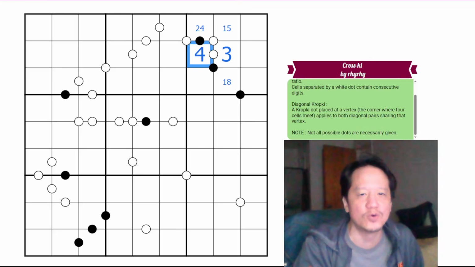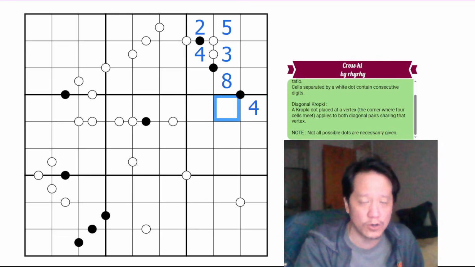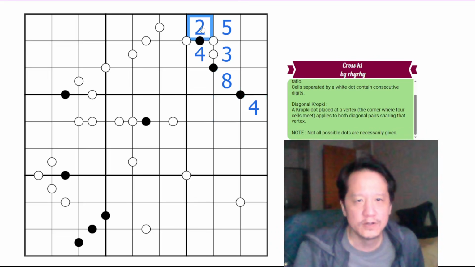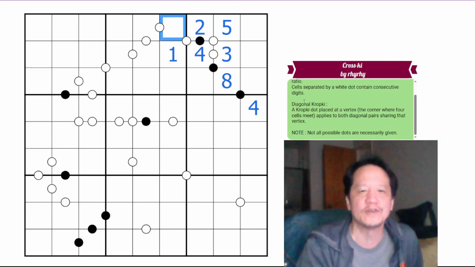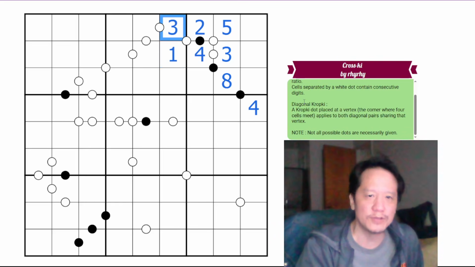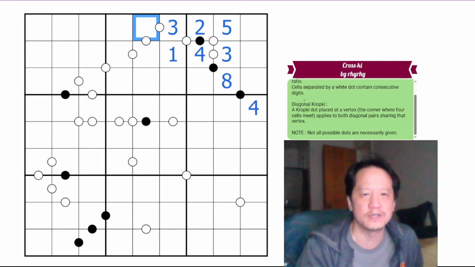This is 4, which is in a 1 to 2 ratio with 2. 4 is consecutive only with 5, and it's in a 1 to 2 ratio with 8. 8 is in a 1 to 2 ratio with 4 only. 2 is consecutive with 1 or 3, but this can't be 3 because of 3 in the row, so this is 1. 4 is consecutive with 3 or 5, but this can't be 5 because of 5 in the row, so that's 3. 3 then is consecutive with 2 or 4, but this can't be 2 because of 2 in the row, so this is 4, which makes this 5, which makes that 6, because the other consecutive digit is on the other side.